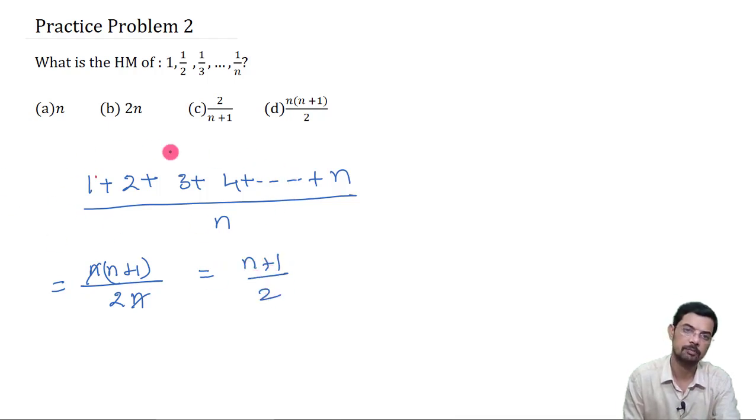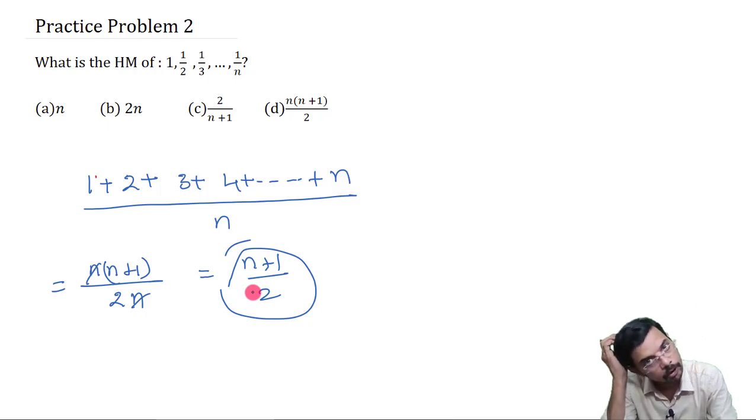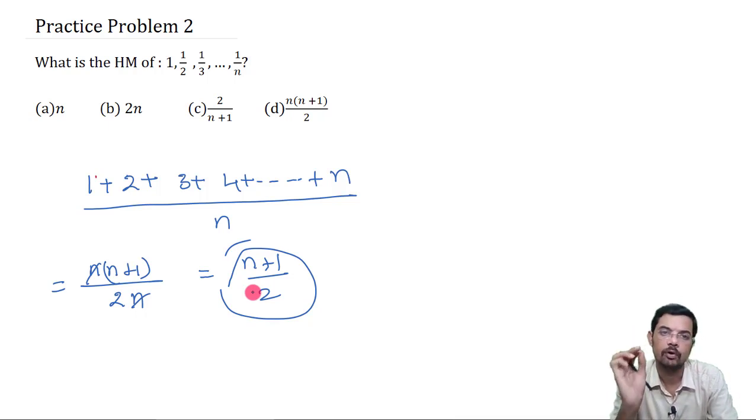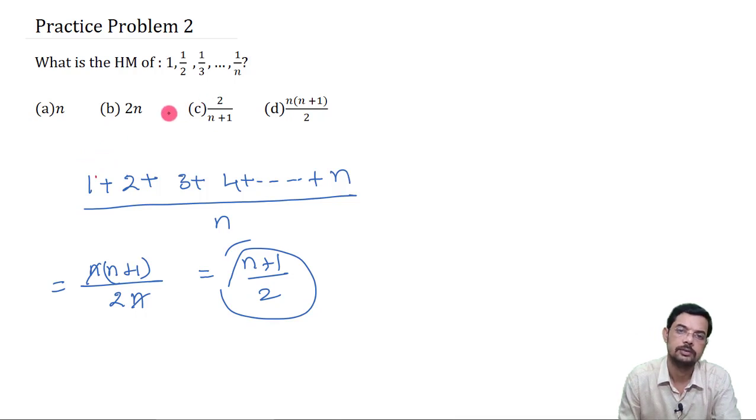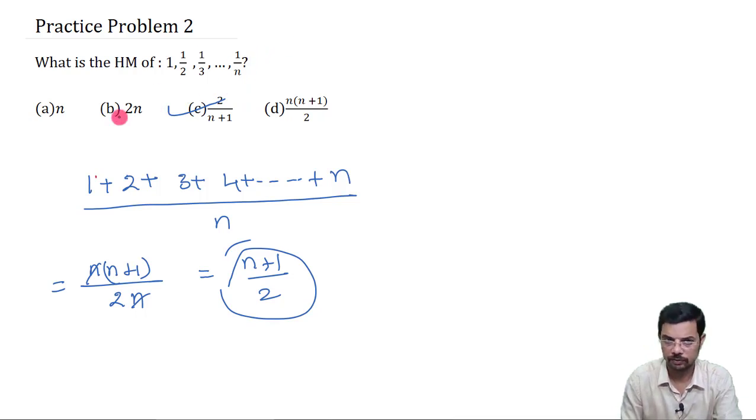What is this? This is the arithmetic mean of the reciprocals of the observations. Now we need to find the reciprocal of this value. The reciprocal of this will be equal to the harmonic mean of the given observations, that is 2 by n plus 1. Hope you are clear. First we find the reciprocals of the observations, then find the arithmetic mean of those reciprocals, and then find the reciprocal again. That is the answer C, 2 by n plus 1.